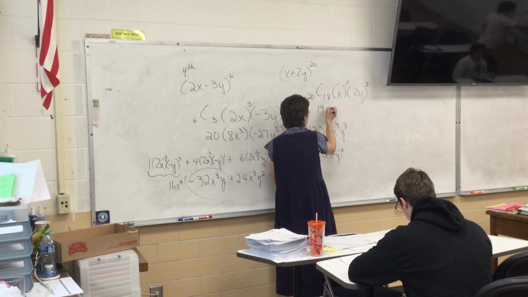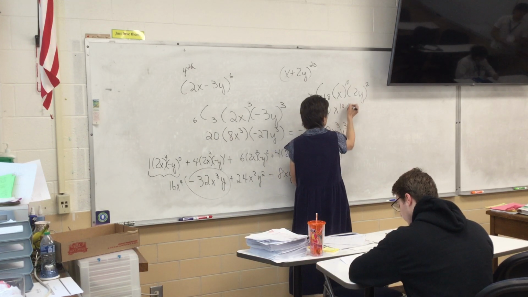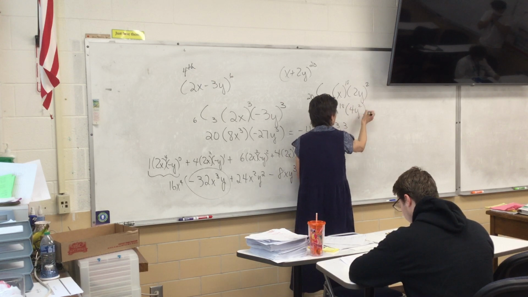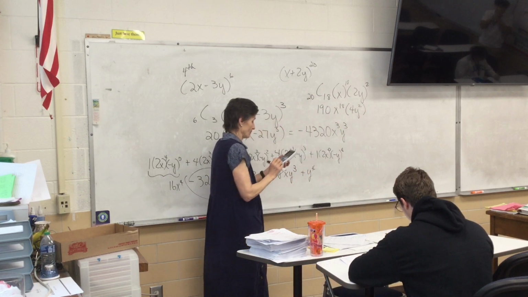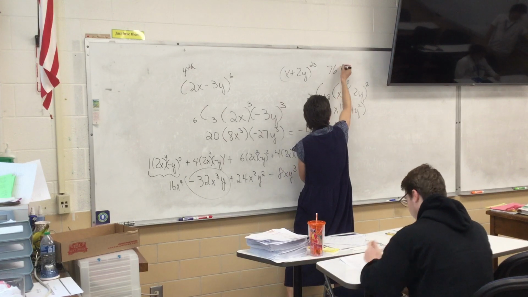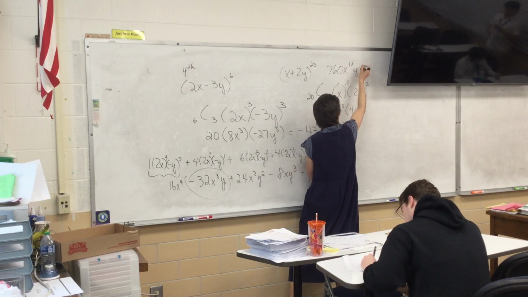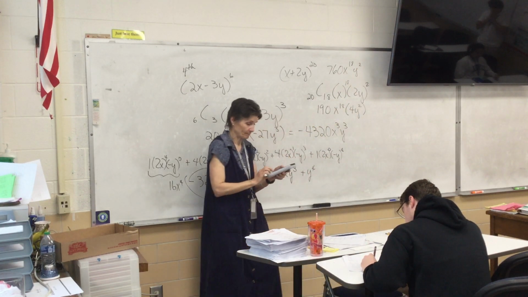So I have 190 x to the 18th 4y squared. Did you get 760 x to the 18th y squared? Yep. Okay.